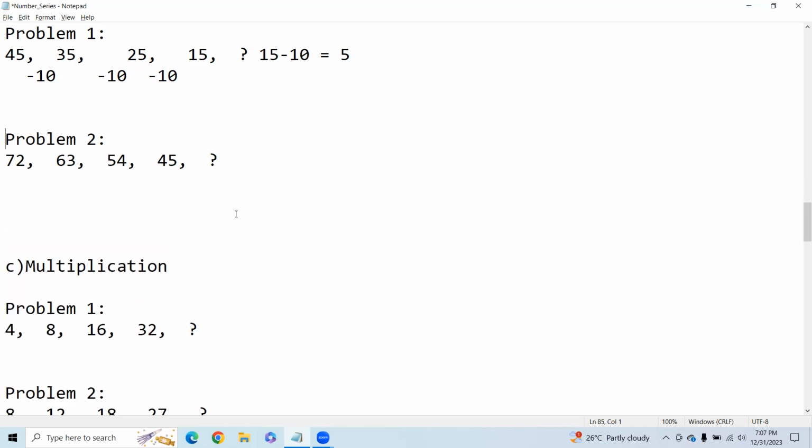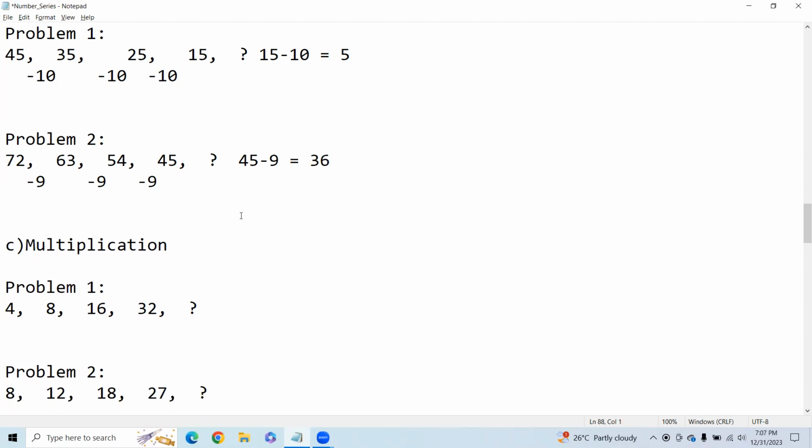Then look at problem 2. 72, 63, 54, 45. Do you see all the numbers are in decreasing order? So we can check if there is a pattern of subtraction or division. 72 minus how much is 63? 9. Basically, if you know the table of 9, you can easily understand that 9 sevens are 63. So every time we are subtracting 9. 54 minus 9 is 45. So to get your answer, 45 minus 9, that is 36. In this way, the table is also going to help you solve the problem in a quicker way.